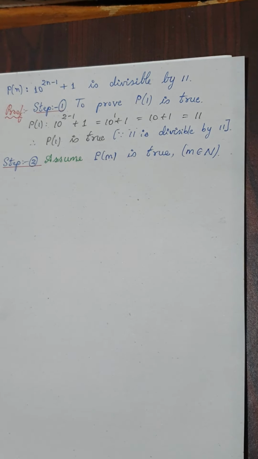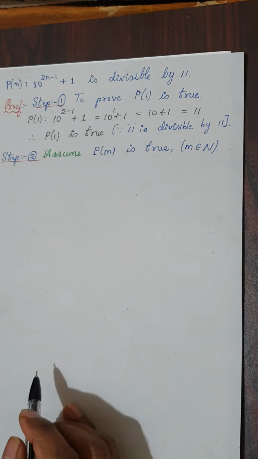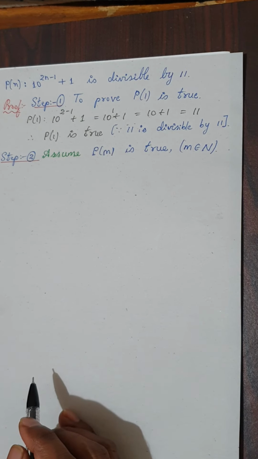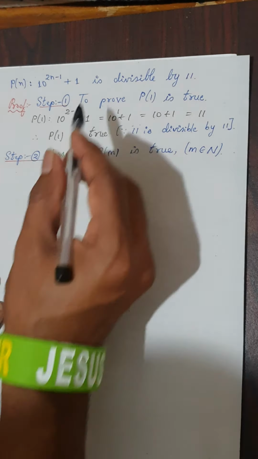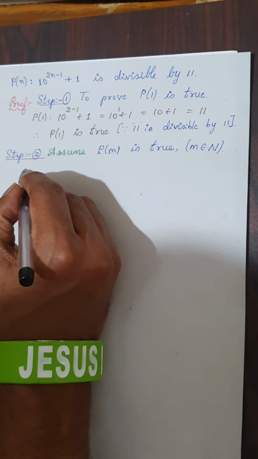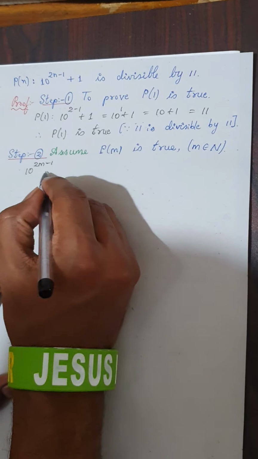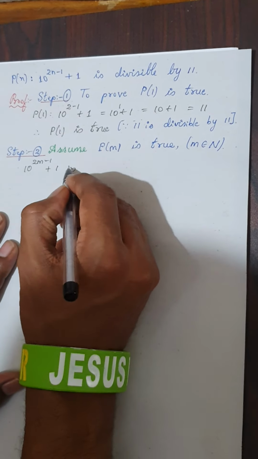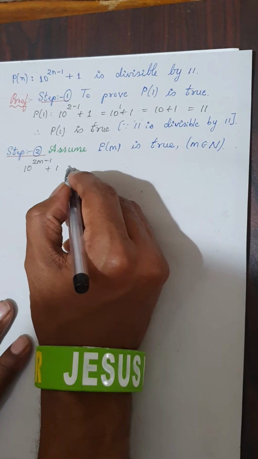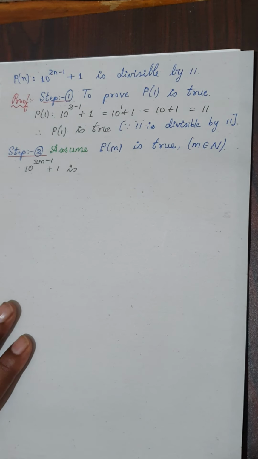Okay. So step 2 is an obvious step, which is the step of assumption. So what are we going to assume? Assume the same thing: 10 power 2m minus 1 plus 1 is divisible by 11. This is what we are going to assume.